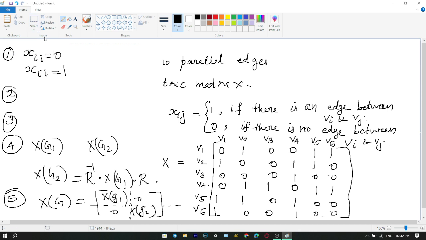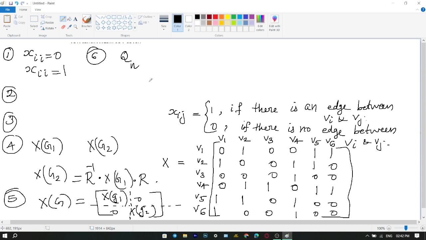Next we have the sixth observation: given any square symmetric binary matrix Q of order n, one can always construct a graph G of n vertices and no parallel edges such that Q is the adjacency matrix of the graph G. Okay. Now, let us consider one theorem.